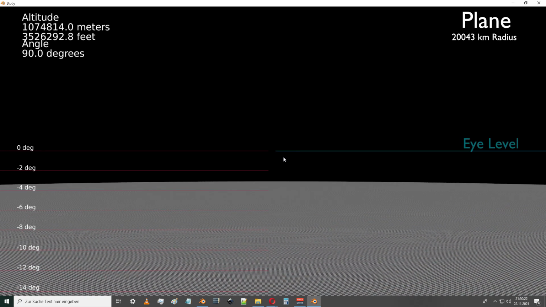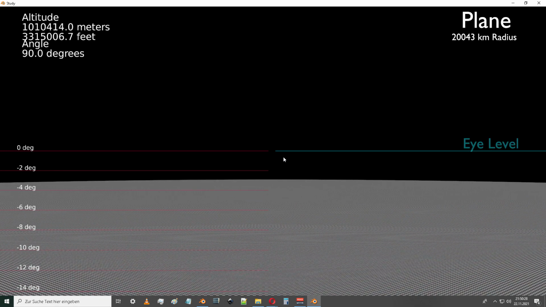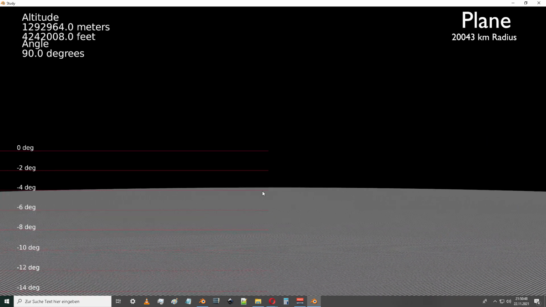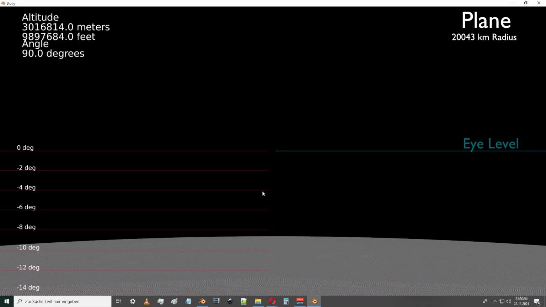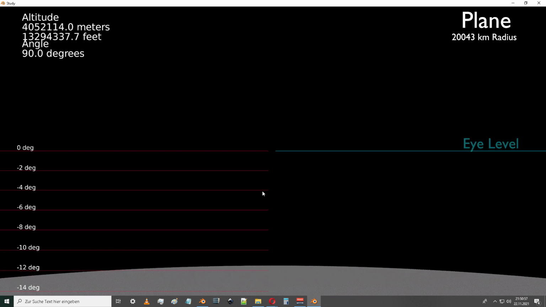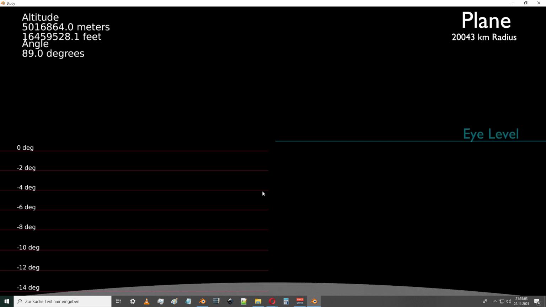600,000, 700,000, 800,000, 900,000, 1,000,000. That's 1,000,000, and there you have a drop off, and you see a little bit of curvature going on at 1,000,000 meters height, with a falloff in the middle of 3 degrees. Pretty insane. And you go up, 2,000,000, 3,000,000, 4,000,000, 5,000,000. You nearly don't see it anymore.